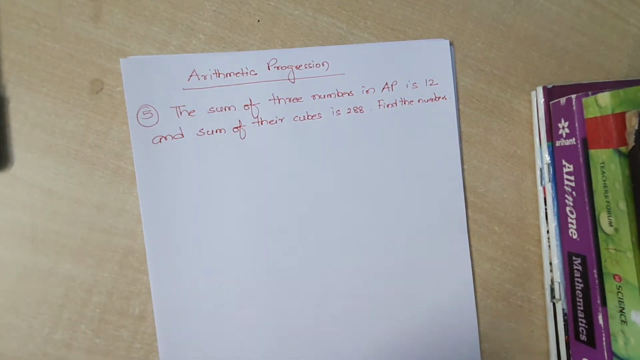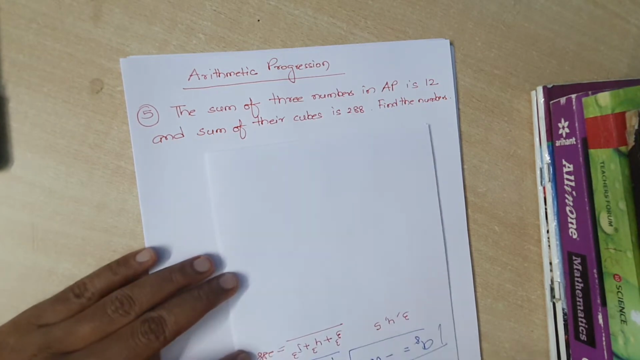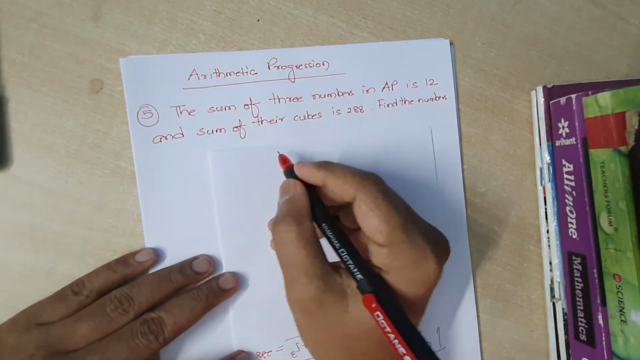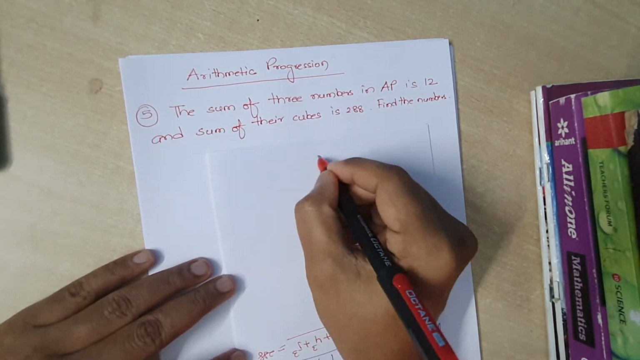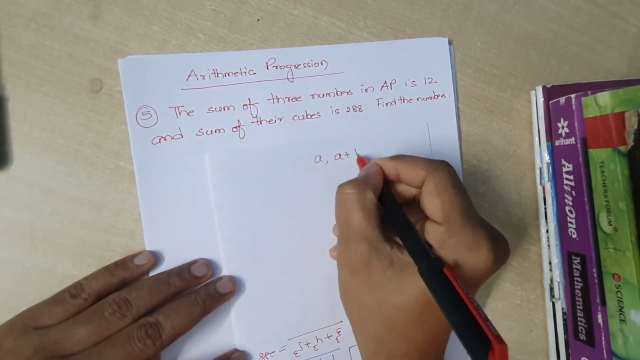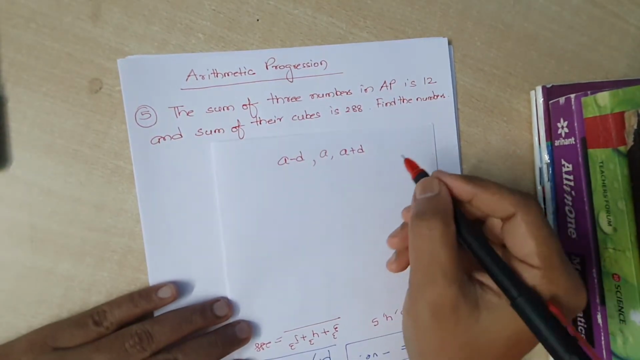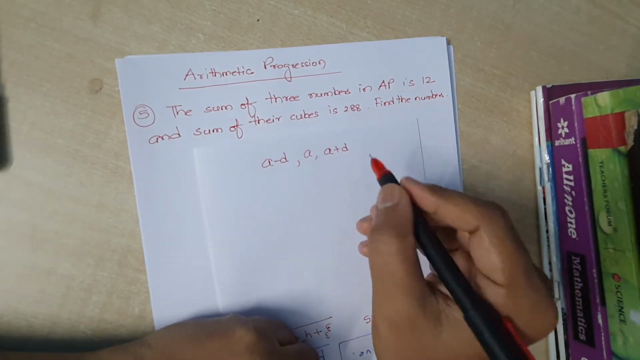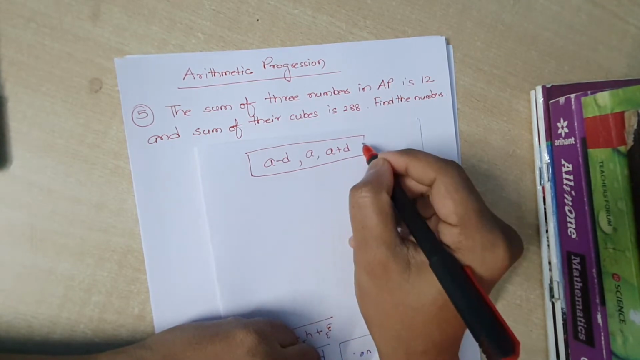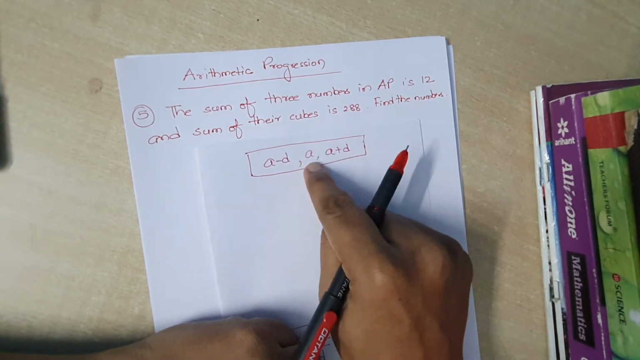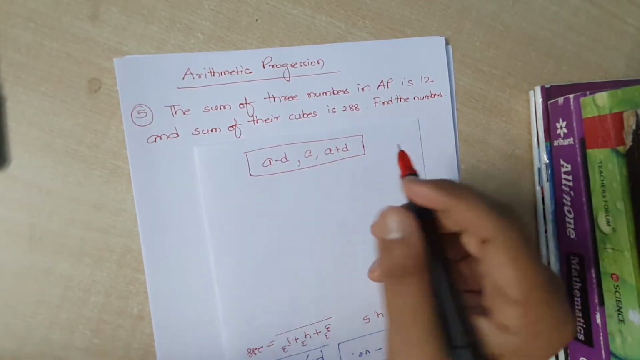If we have been asked 3 unknown numbers, so what will we write? Which are in AP? Then they will be A minus D, A, and A plus D. So remember, if we have been asked 3 numbers, so how to write them? Like this: A minus D, A and A plus D. And if they have been asked 4 numbers, so what will we do?